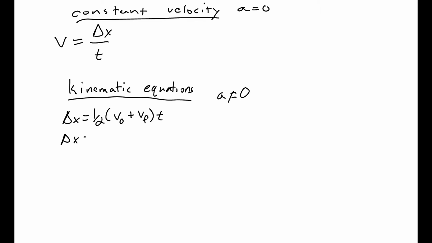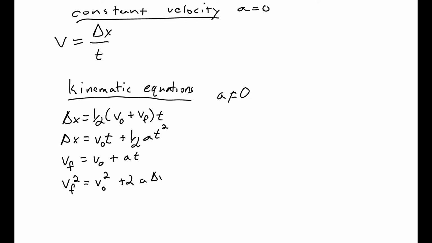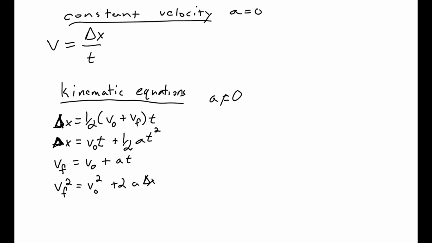Next one is delta x equals initial velocity times time plus 1/2 acceleration, which is a, times time squared. The third one is vf equals vo plus at. And then our last one is vf squared, so final velocity squared, equals vo squared plus 2a times delta x. So I'm going to pause the video while you get that written. As Connor pointed out, these are deltas, not a's, so I tried to make them a little clearer.